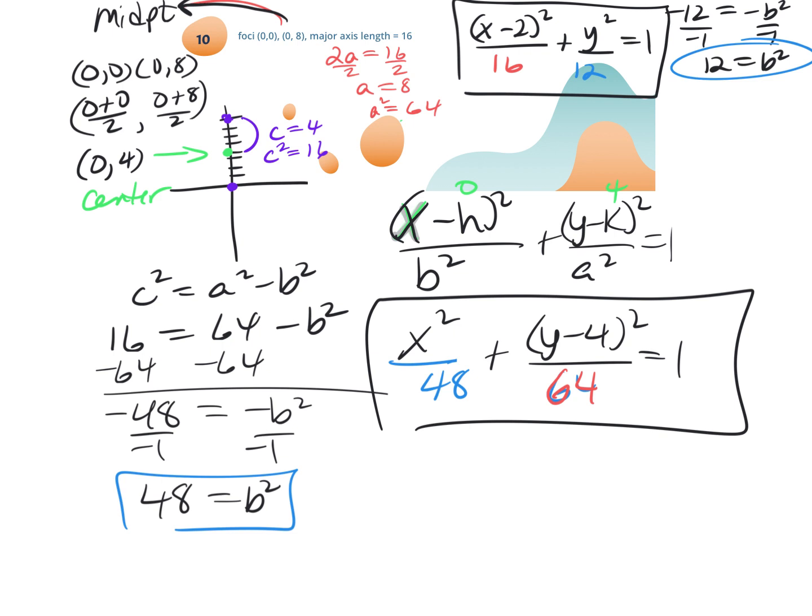So again, if it helps you to give yourself a visual, you can. You don't necessarily always have to. So that is writing the equations of the ellipse, and your homework is 4.3D.